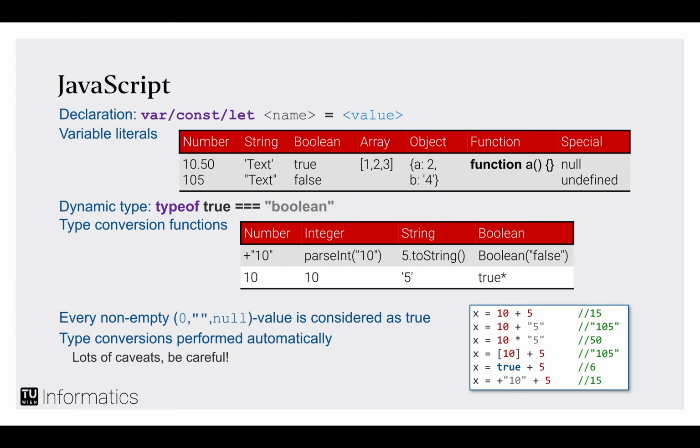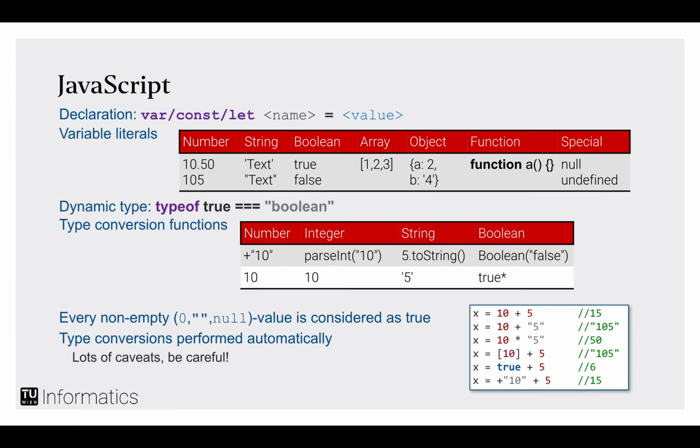So if we do 10 plus 5 as integers, that's 15, that we know. If we do 10 plus 5, with 5 being a string, what it does is it will convert the 10 into a string and then concatenate those two things together. That happens because plus is not only the addition for numbers, it's also the concatenation operation for strings.